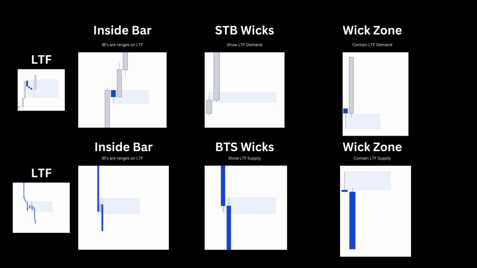Here are 3 types of fractal supply and demand zones. First is an inside bar. This is where a candle fails to break the previous candle's high or low, and it trades inside of it. Inside bars are ranges on a lower time frame.